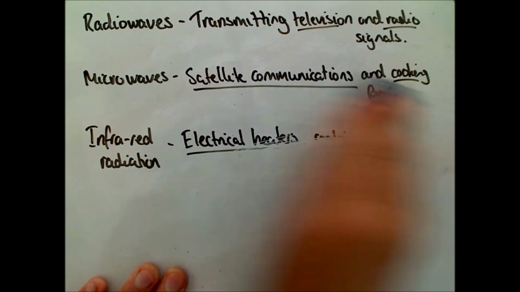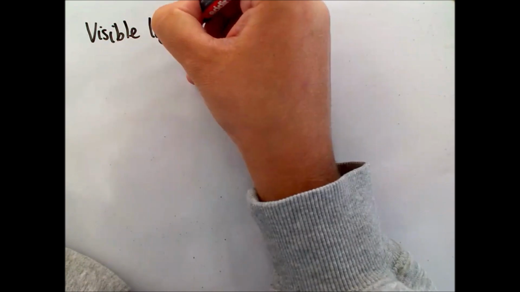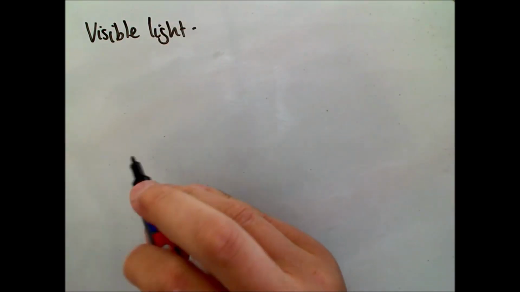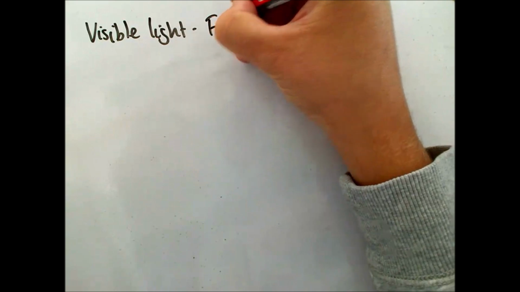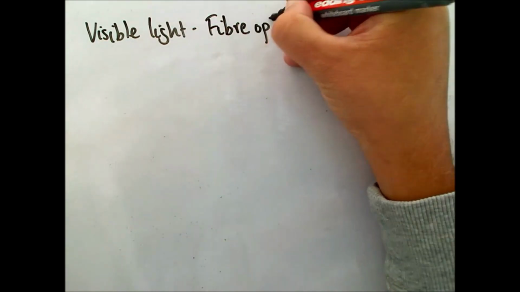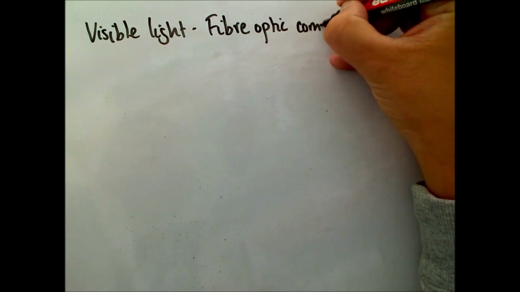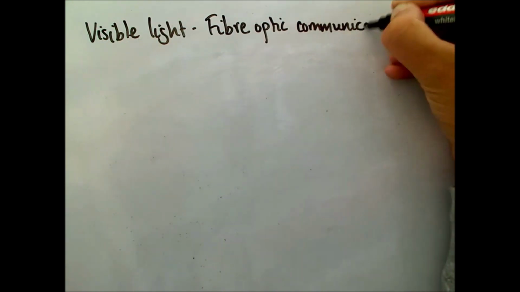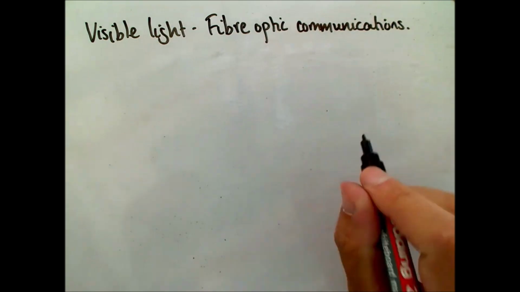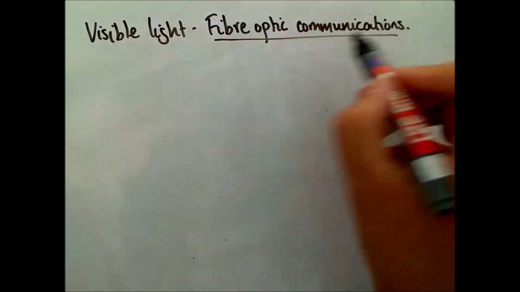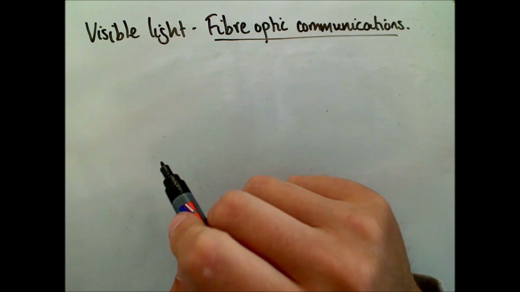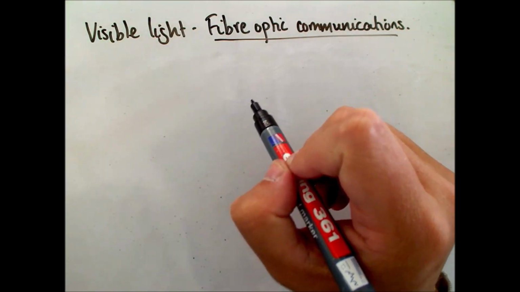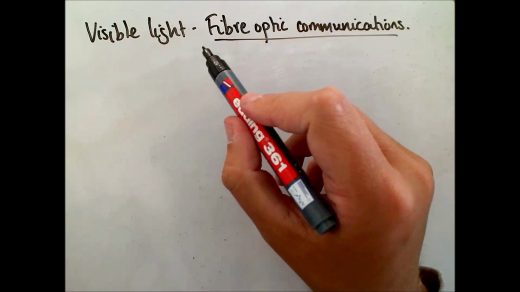Right, just make some room for the next ones. So visible light. Of course, this is the part of the spectrum that our eyes can detect and we can see, but they're also used in fibre optic communications. You might have heard of it in terms of broadband, so your internet connection. If it's fibre optic, then it's super fast because that signal is able to travel at the speed of light.